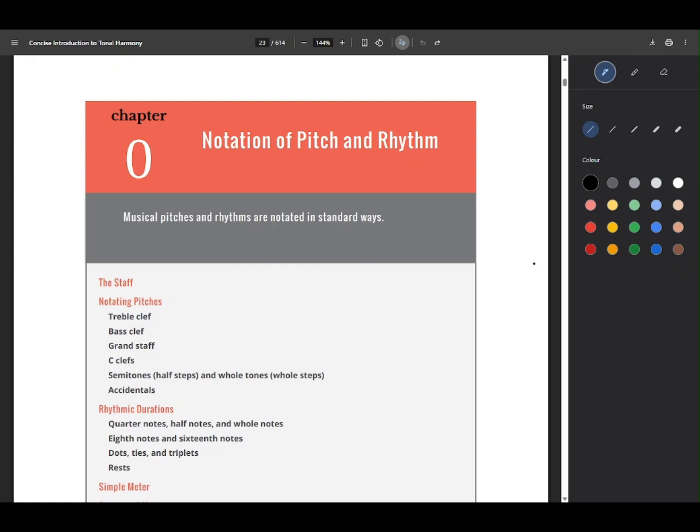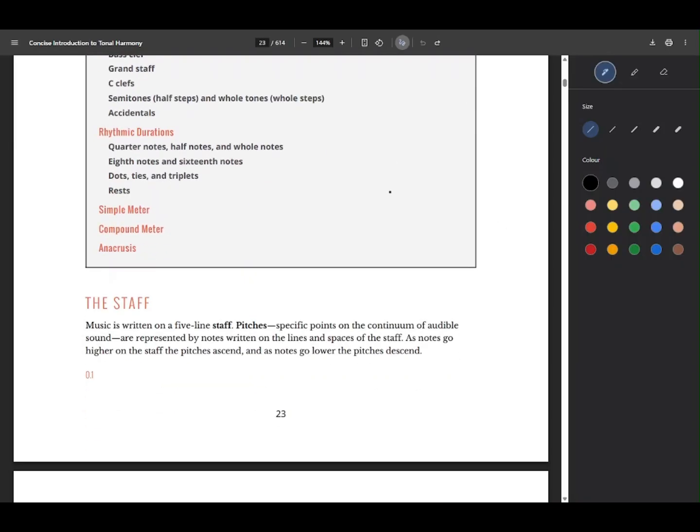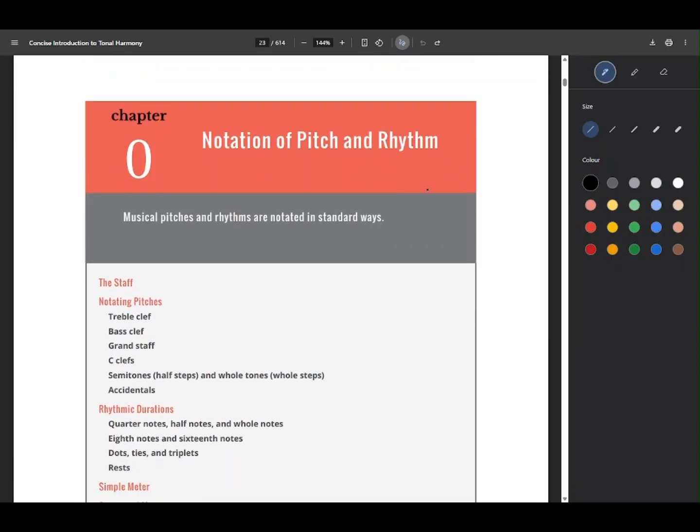All right, everyone, here we are in our textbook. This is once again the Concise Introduction to Tonal Harmony, and it's found in your Google Classroom or online. We're going to skip to page 23. That is 23 in the PDF and also 23 in the book. On chapter 0, which is the notation of pitch and rhythm. Now, these are very basic concepts. We're going to go through them fairly quickly, but I will stop on any of the slightly more complicated things.